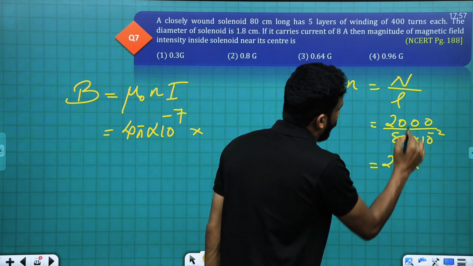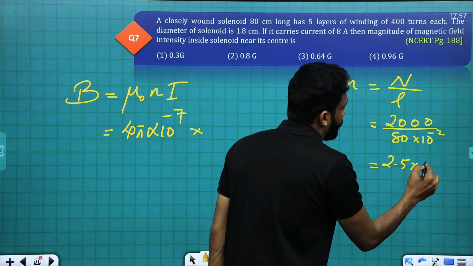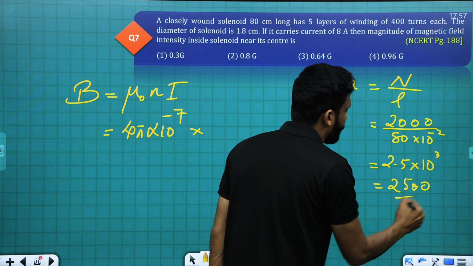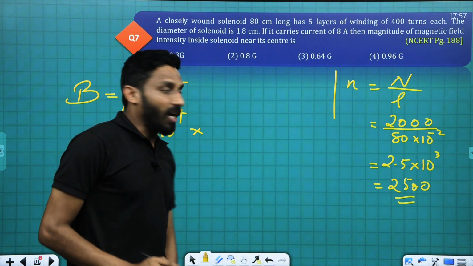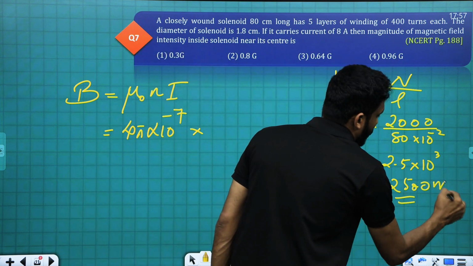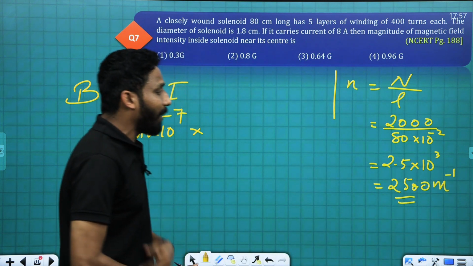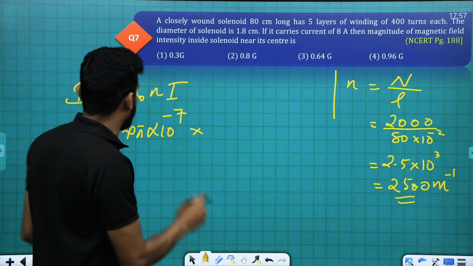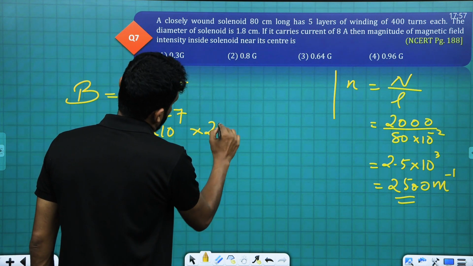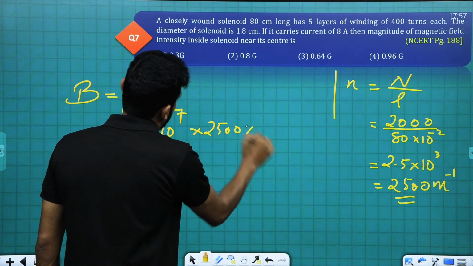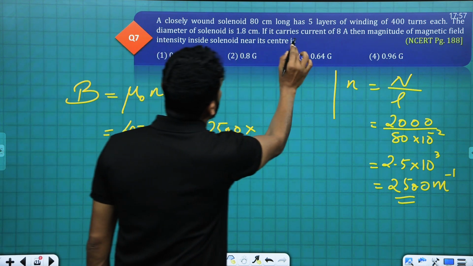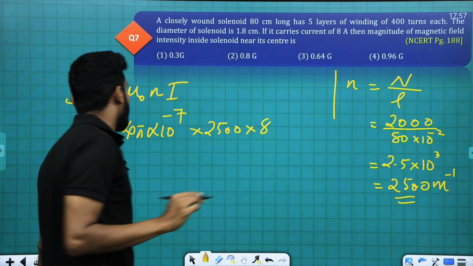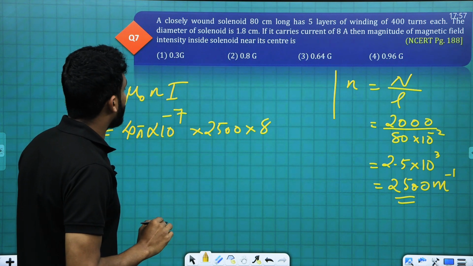2.5 into 10 power 3 means this is 2500 per meter. Per meter is the SI unit of number density. 2500. Good. Current passing through the solenoid is how much? 8 ampere.